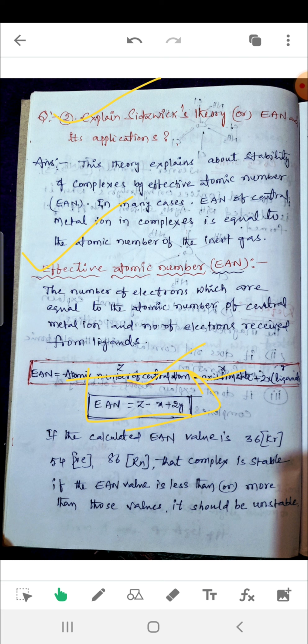Most of the D block elements, the central atom containing D block elements, are 3D series elements only, scandium to zinc. So that's why earlier we mentioned scandium 21 to zinc 30. You have to remember that point, and easily we can find out the effective atomic number. If the central atom's calculated EAN value is 36, that is krypton, 54 xenon, or 86 radon, that complex is stable. If the EAN value is less than or more than those values, it is unstable.